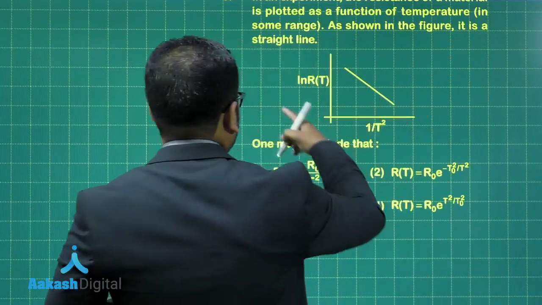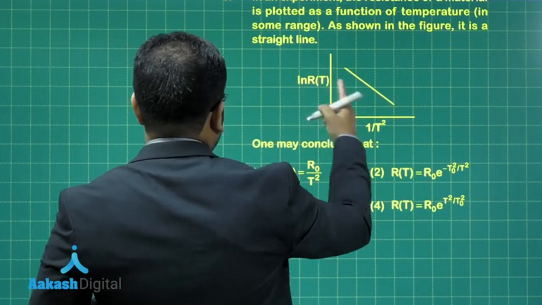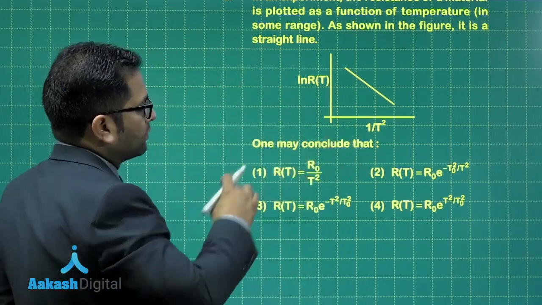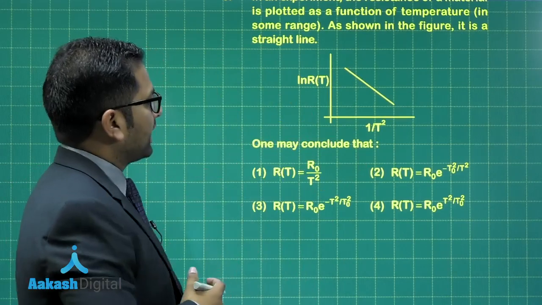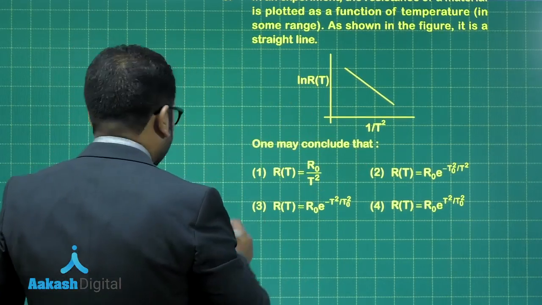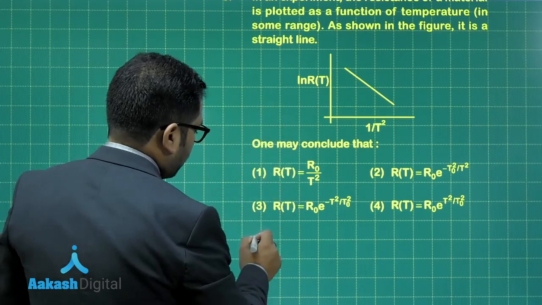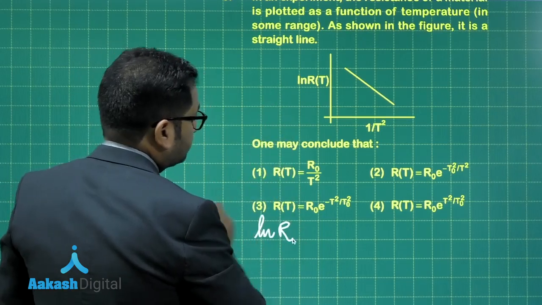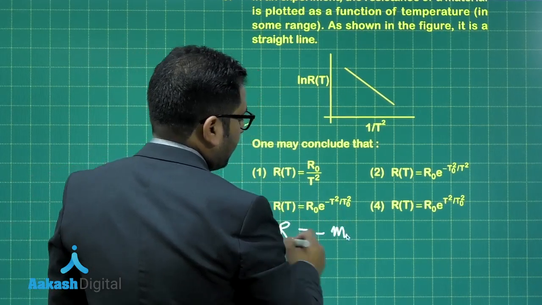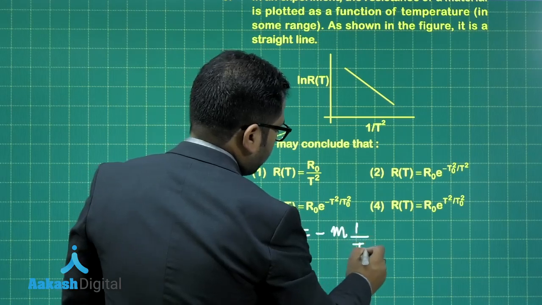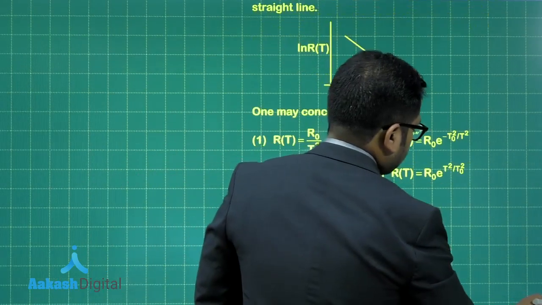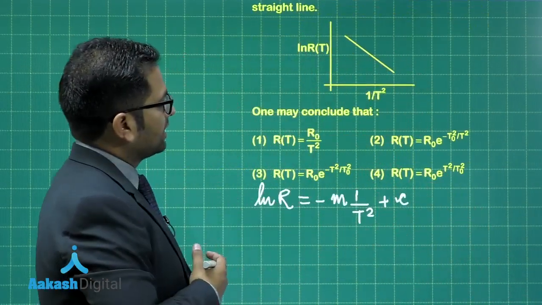What we'll say is that the variation of log resistance versus 1 by T square is given in a straightforward pattern, and this is y equals minus mx plus c, right? So here I have y as log of R. Therefore, I get y equals minus mx, where x is 1 by T square, plus c, the typical y-intercept that we use.